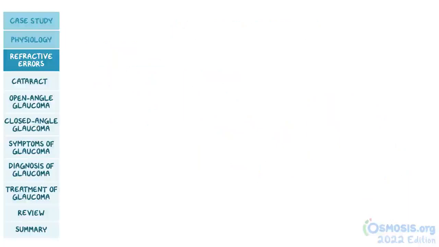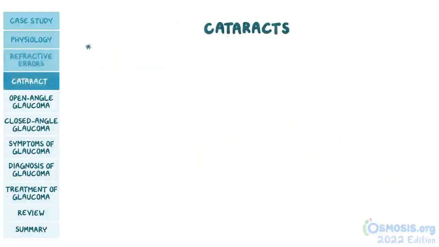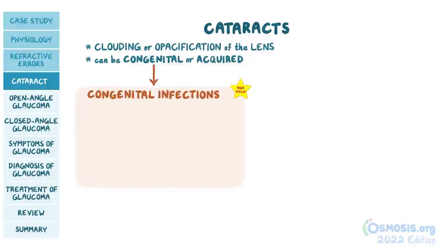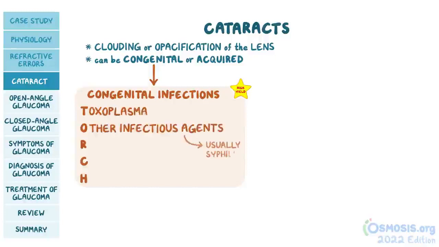Okay, let's switch gears and discuss cataracts. This refers to clouding or opacification of the lens, and it can be congenital or acquired. The main risk factors for congenital cataract include congenital infections. For your exams, these infections can be remembered with the acronym TORCH, which stands for Toxoplasma, other infectious agents, usually syphilis, rubella, cytomegalovirus, and herpes simplex virus.